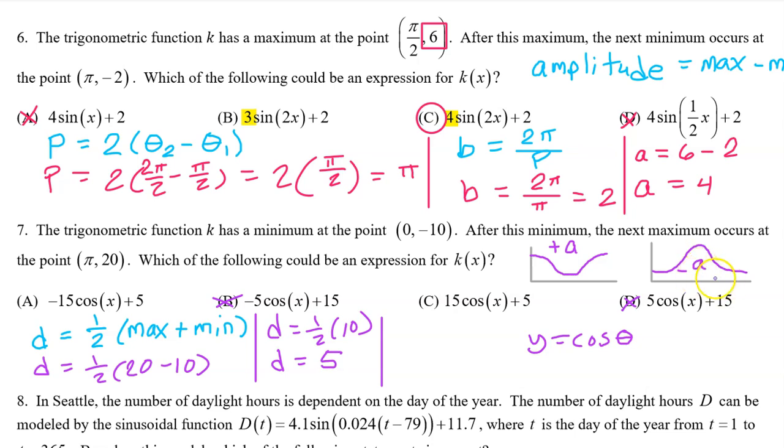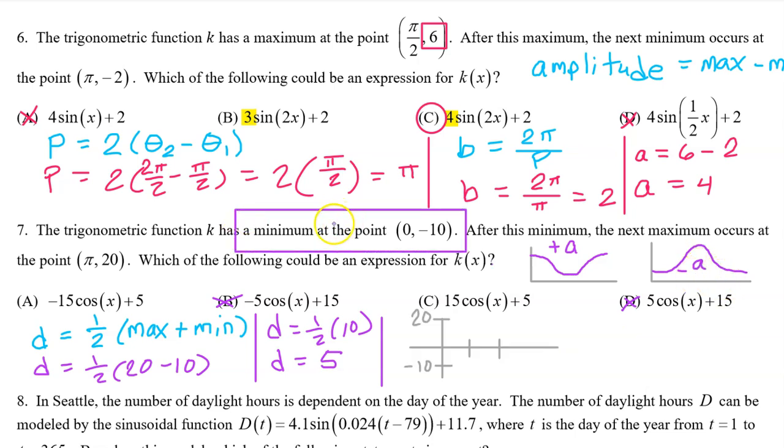We are told that k of x has a minimum at the point 0, negative 10. So the period begins at a low point. Half of a period later, we reach a maximum value of pi, 20. So this will be pi right here. Let me label it real quick. This will be the point pi, 20.